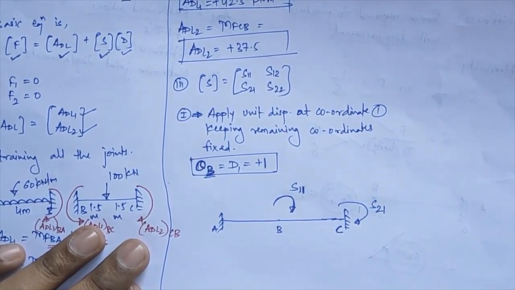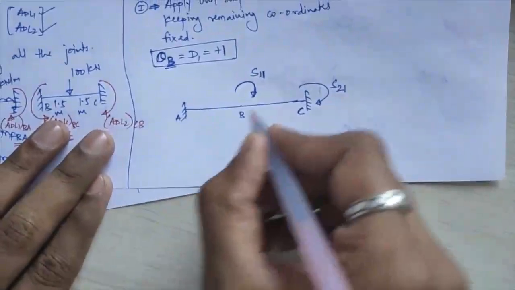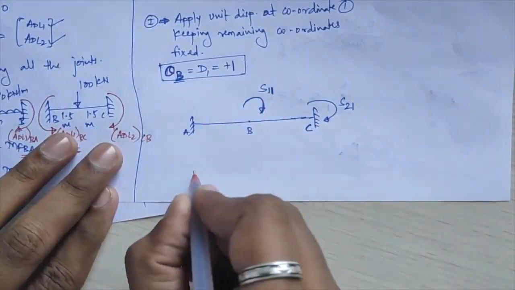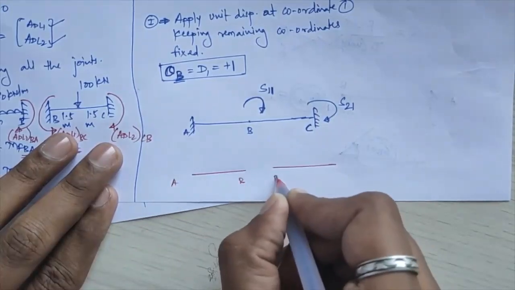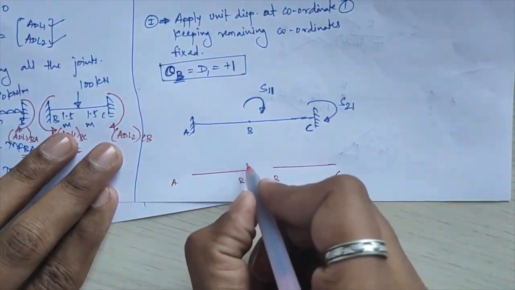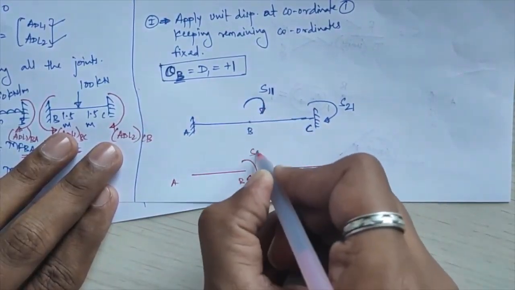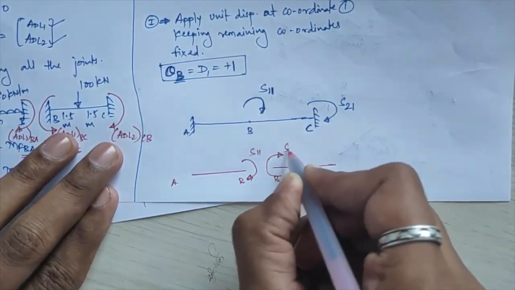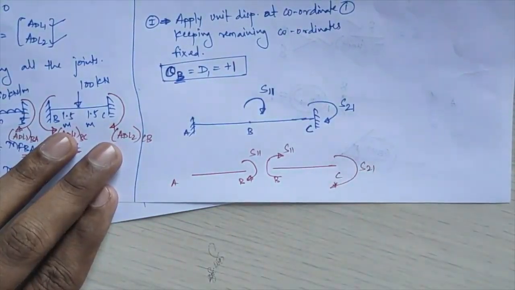Now I'll produce the unit displacement at this point. If I apply the unit displacement theta b, I have to assume it in the clockwise direction. Suppose these are my two members, AB and BC, and here I am applying the unit stiffness S11 at point B, in the clockwise direction, and here I am having S21.